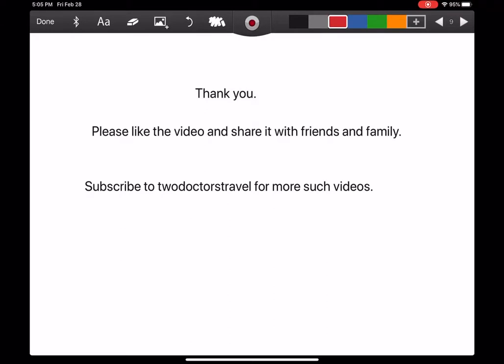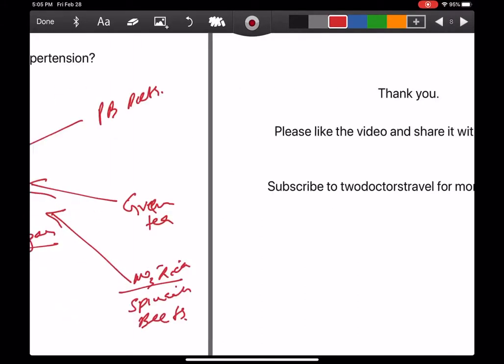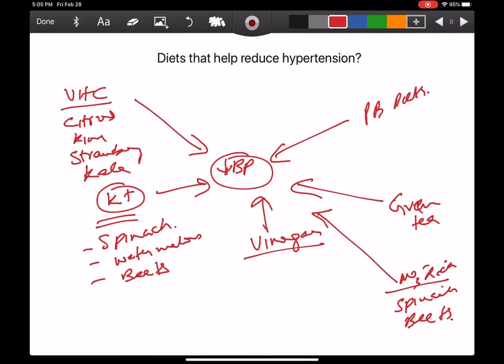Let me just talk before I end this lecture on how much you need to eat so that you have the benefits. If you are planning to eat spinach or beets, you need to have around 1 to 4 cups a day. But if you plan to eat radish, you need to have at least 2 cups a day. These have been proven to have benefits in terms of decreasing your blood pressure.